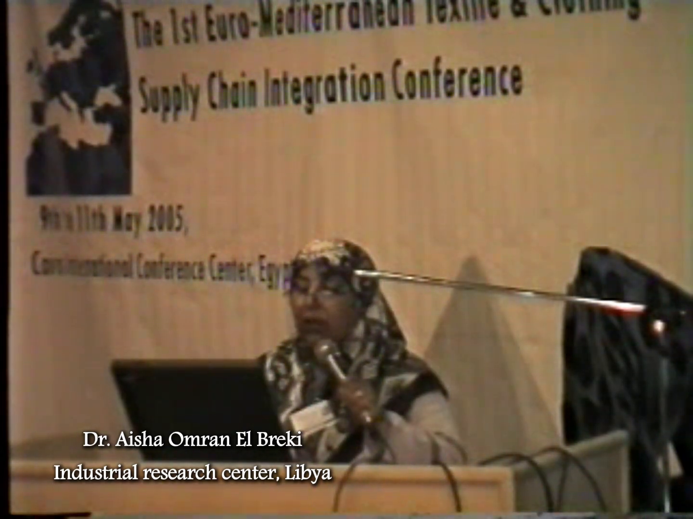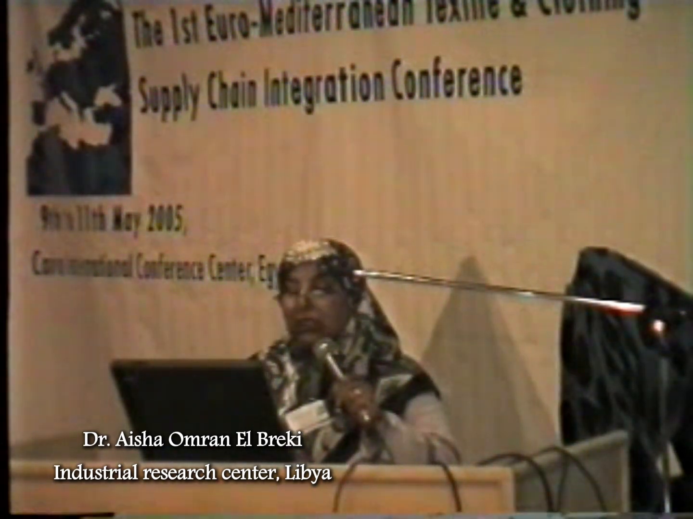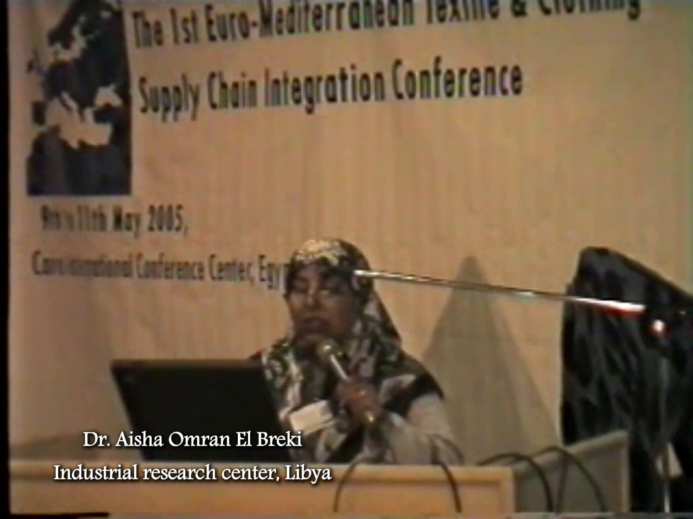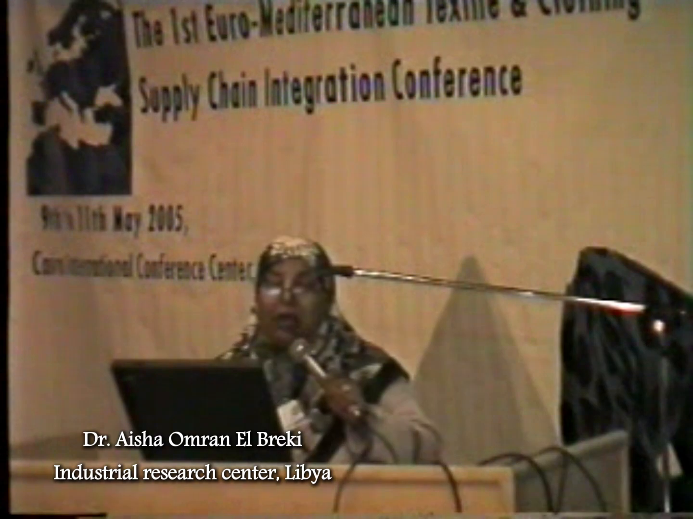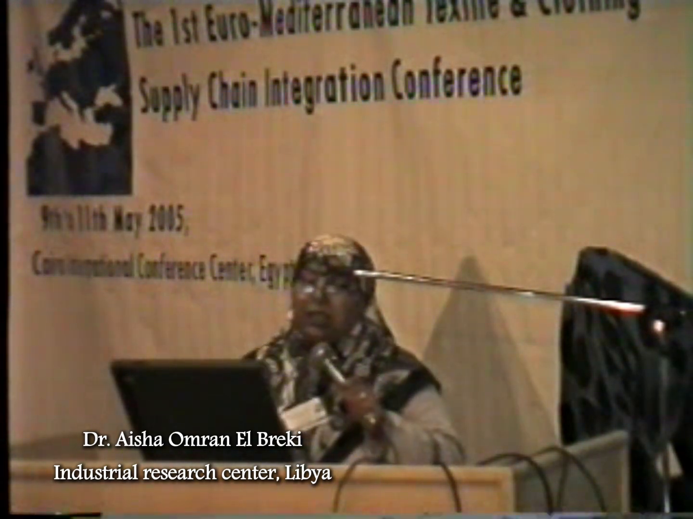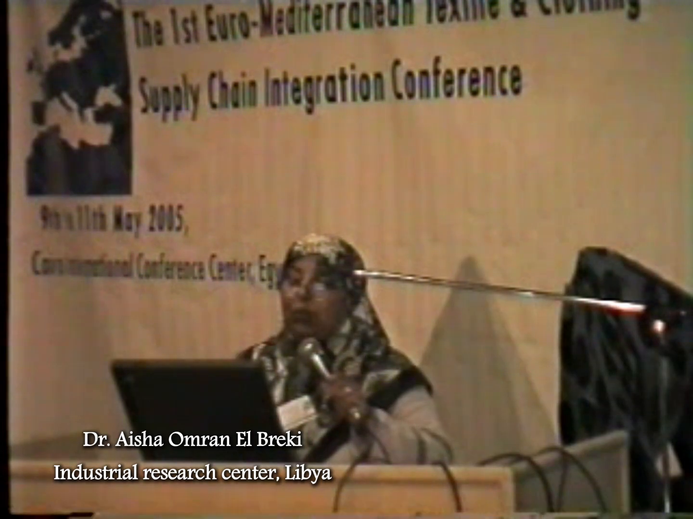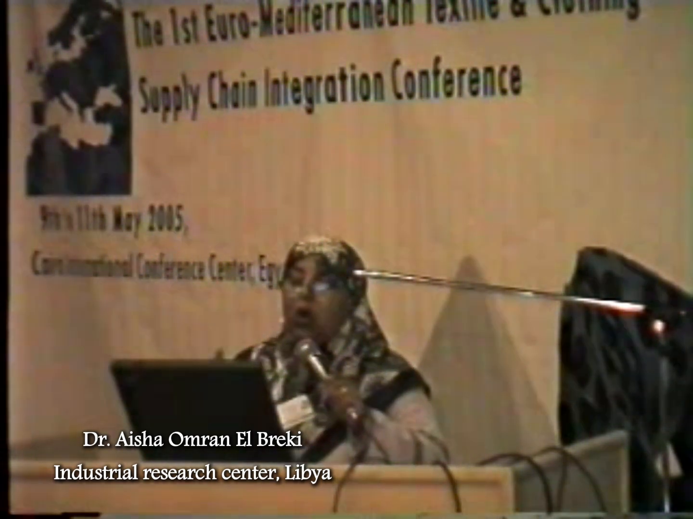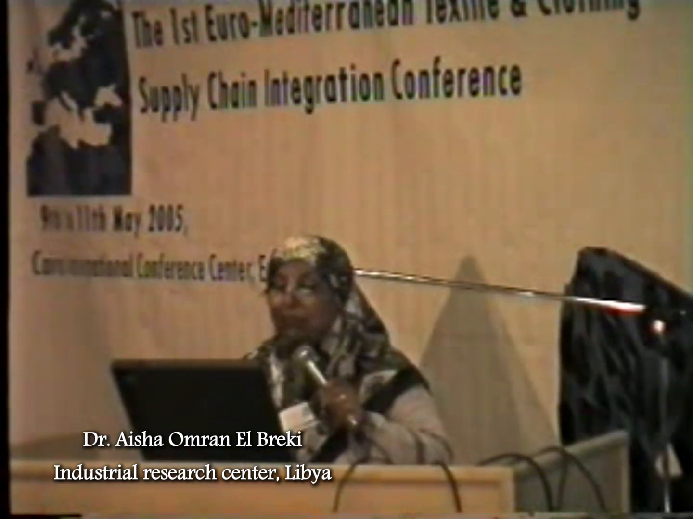In application, we have here two tables showing industrial projects affiliated to the textile sector and suggested for joint operation. This is table number 1. It shows the name of the factory, the affiliation, the product type and design capacity. All of these are requested to cooperate with foreign investment.